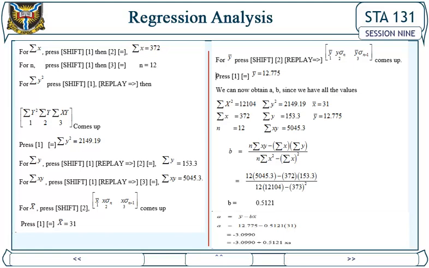We can now obtain A and B since we have all the values. B is equal to 0.5121. A is equal to minus 3.0990. The regression line is y = -3.0990 + 0.5121x.